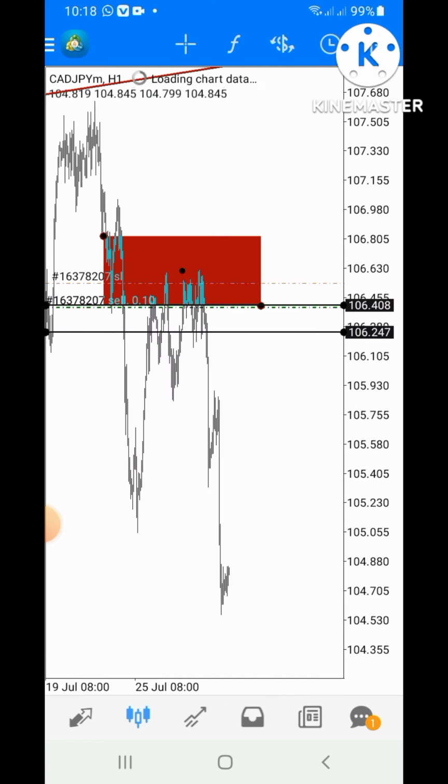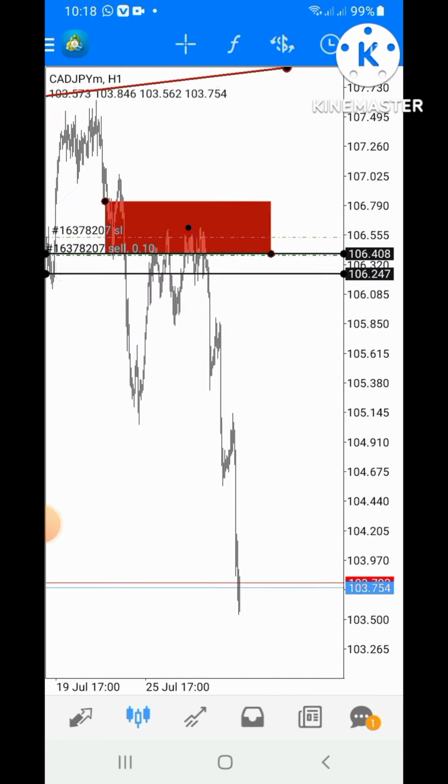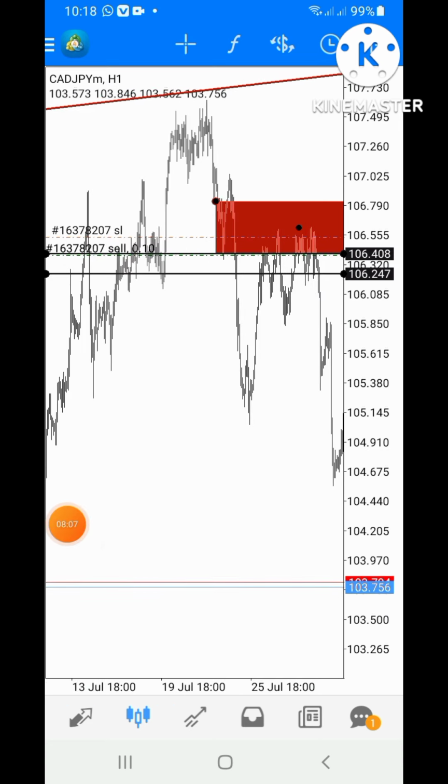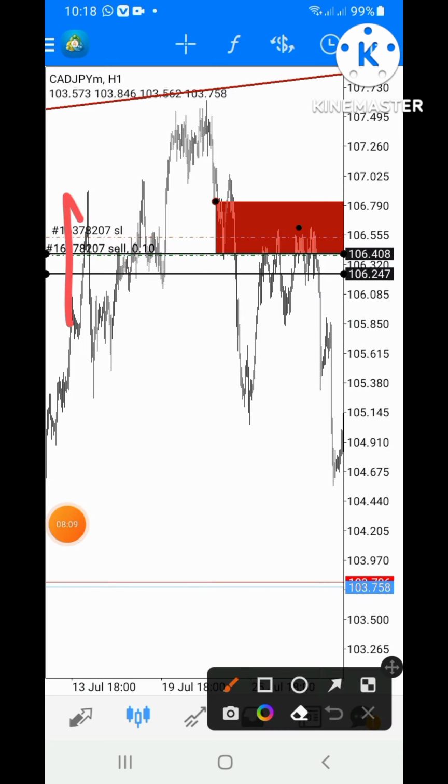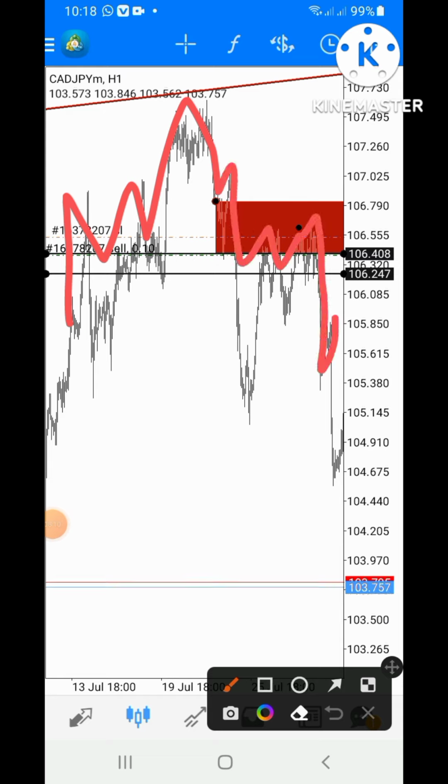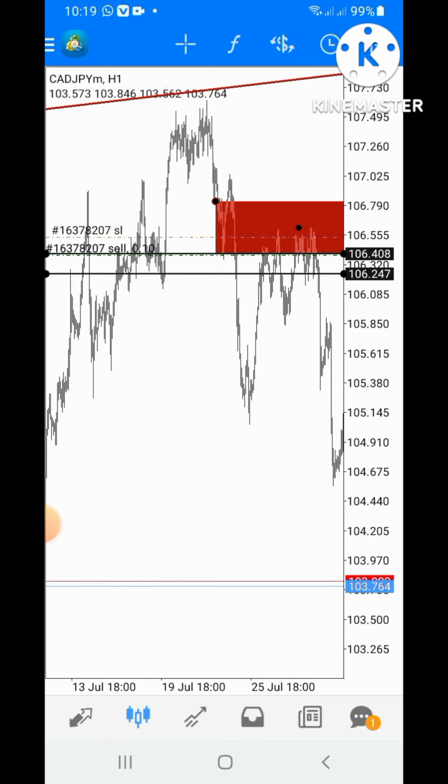Now, I always enter my trade sometimes in H1 and H4. If you see H1, it's the same thing, guys. You can see the structure very well. Then lower low, lower low. I hope you can see that. Lower low one, lower low two, but in H4 it was much clearer.